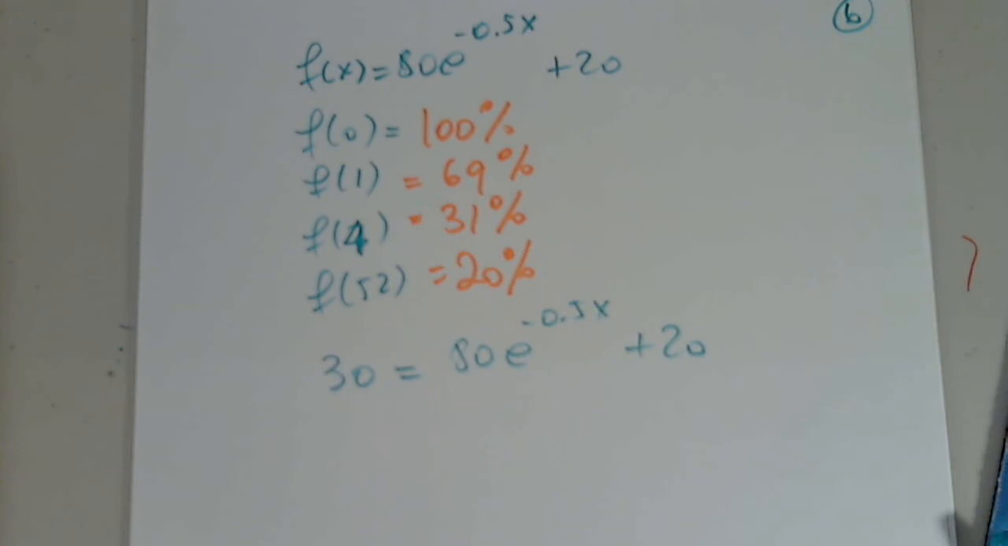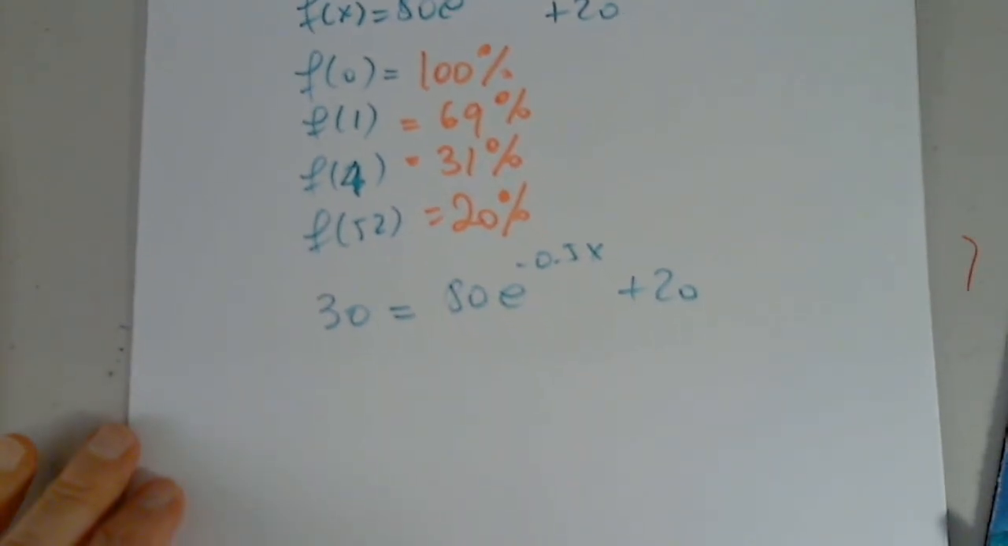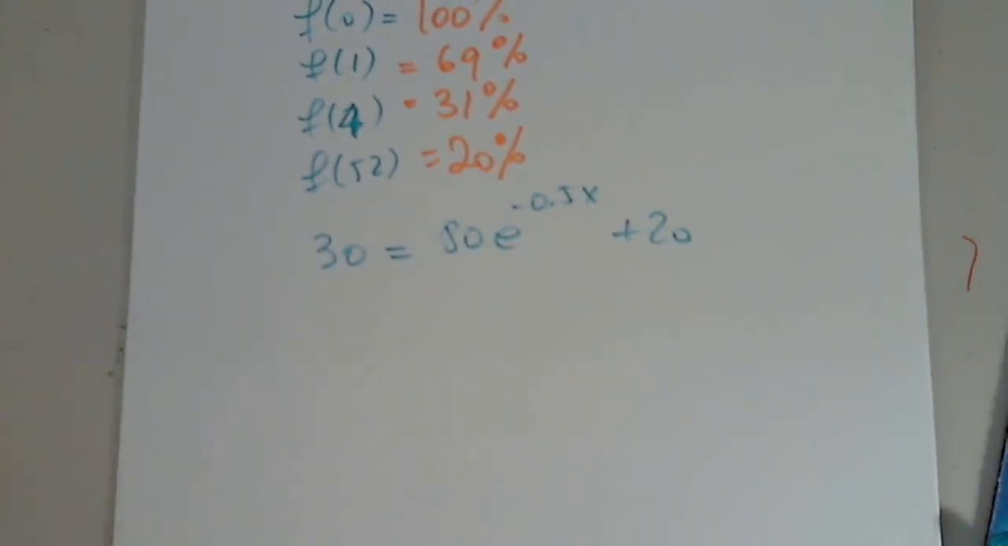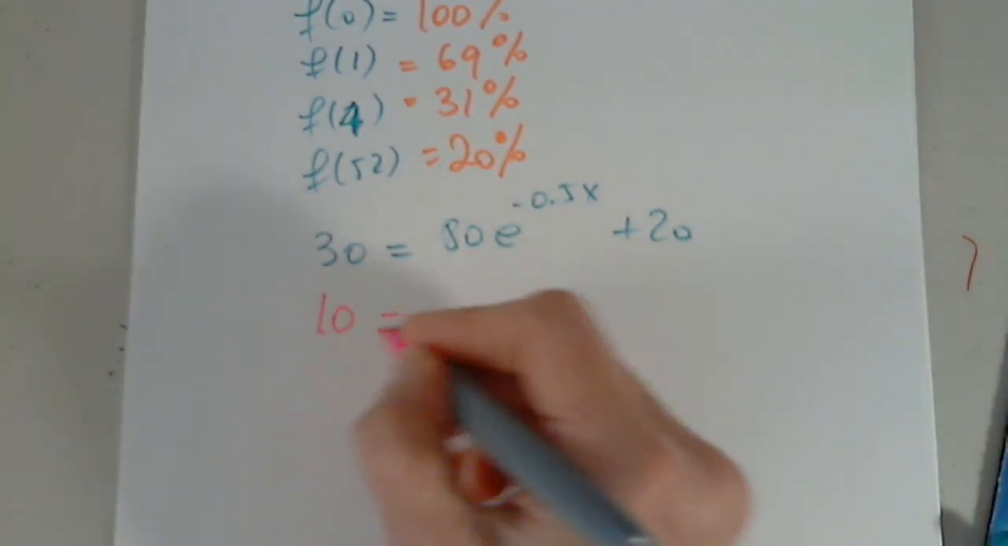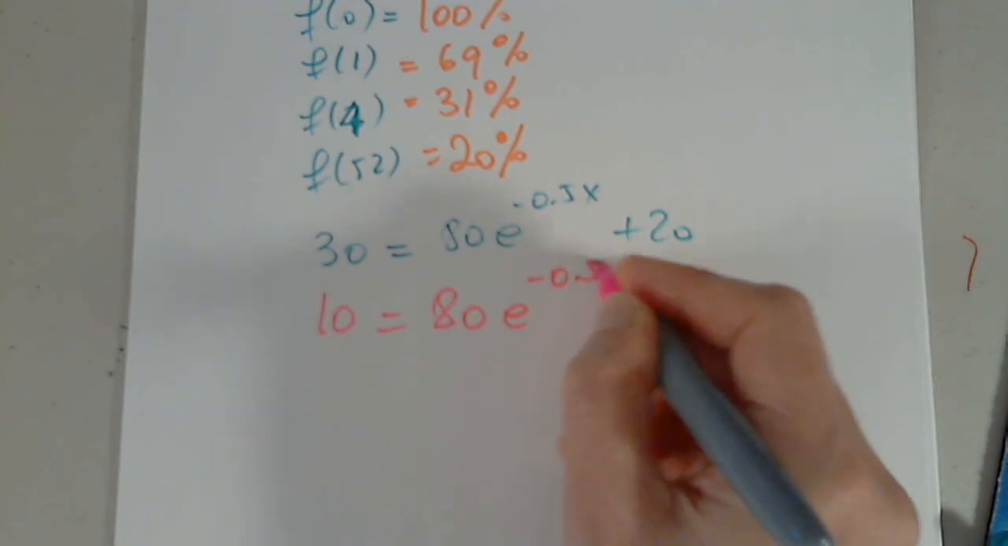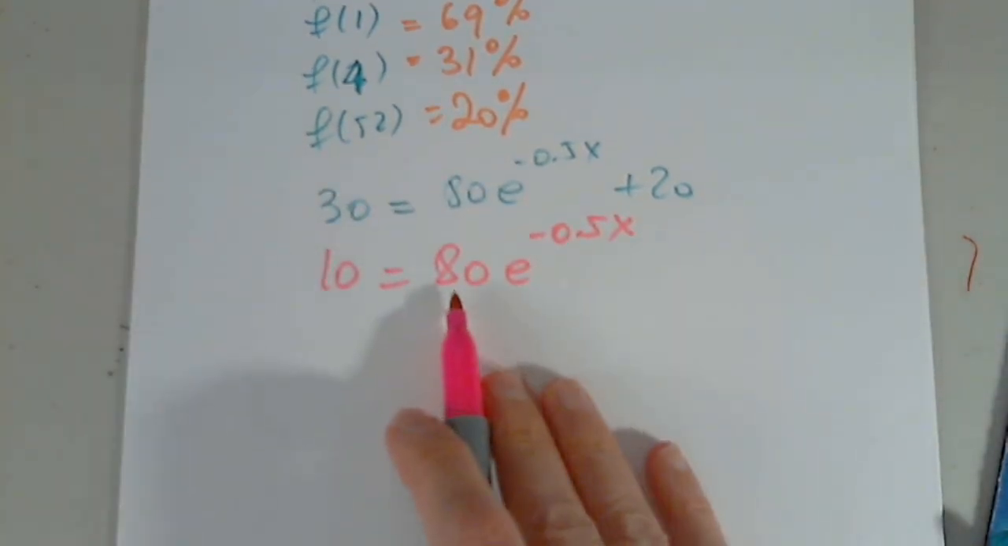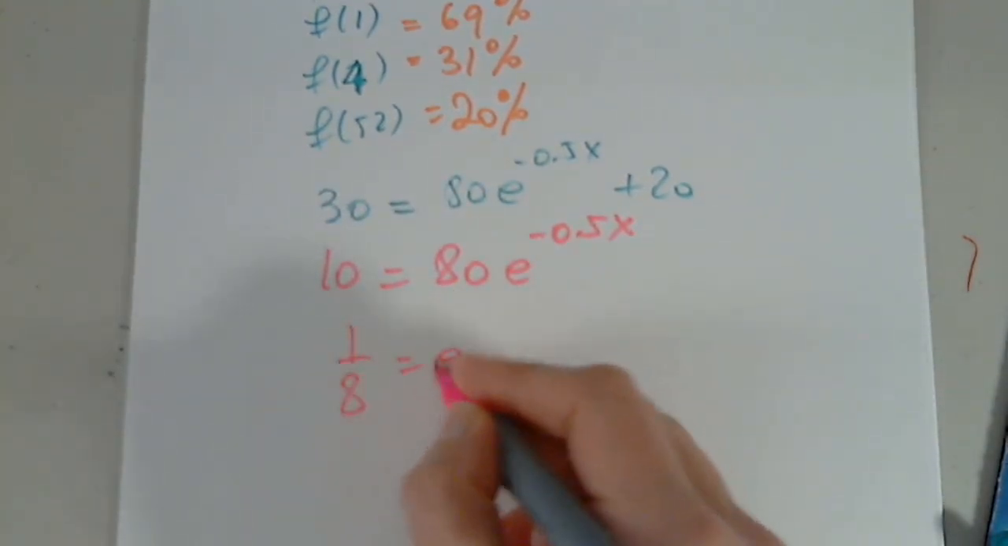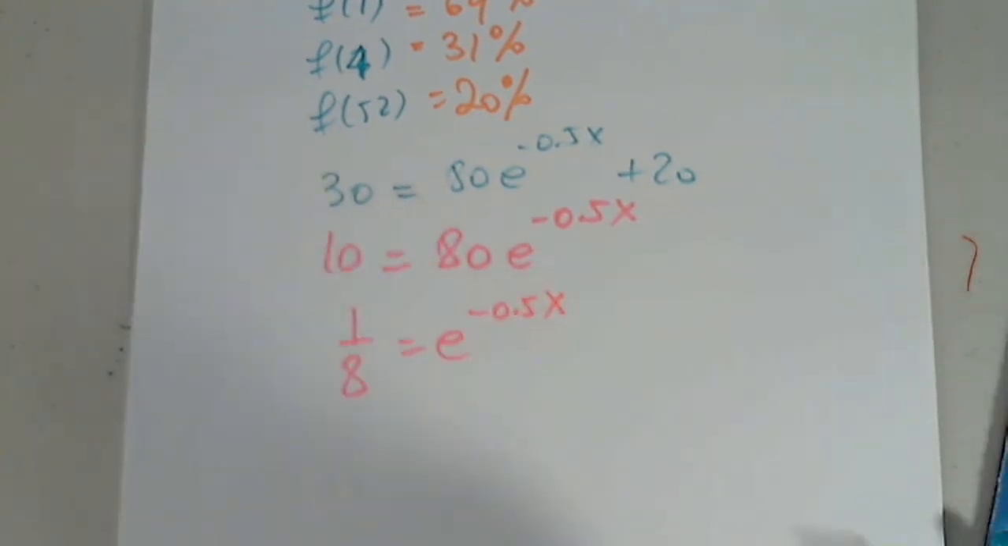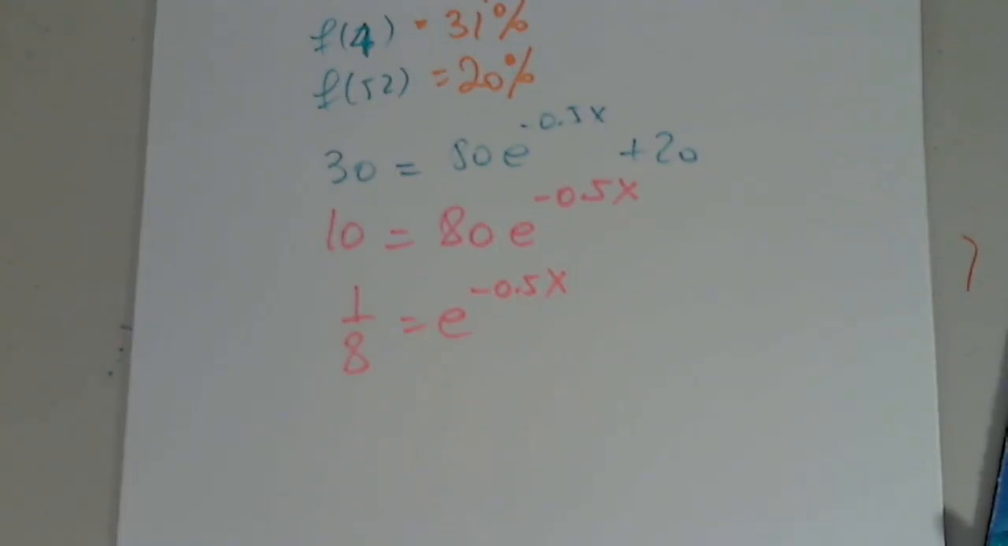And they want us to find exactly when f of x is 30%. Okay, that's fine. So first we have to subtract 20. Then we have to divide by 80. And what do we do now? Any suggestions? Anyone has any idea what we need to do next?